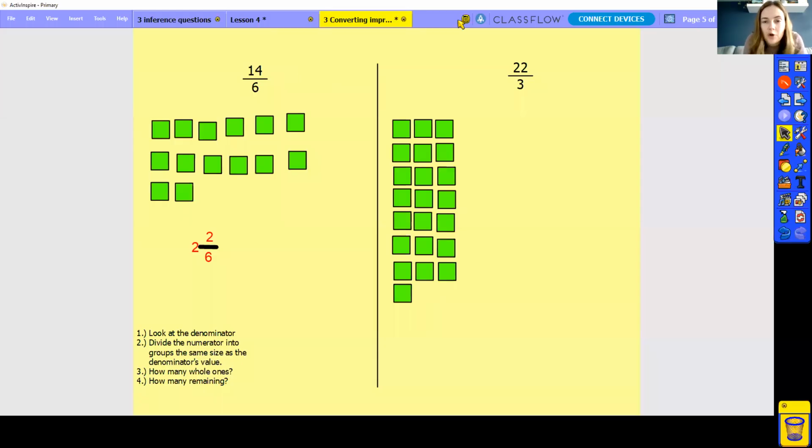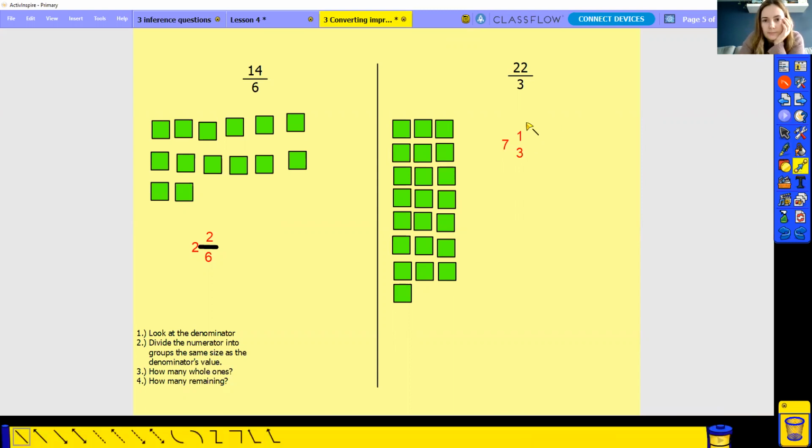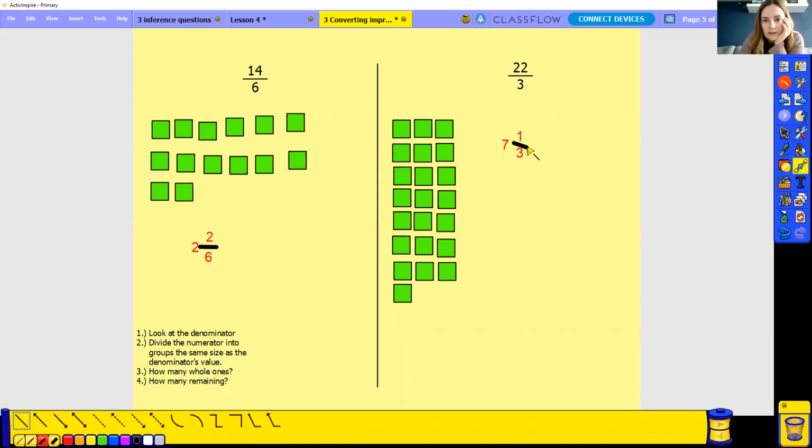Okay then, so I've grouped them up on my board now for you. If we look at how many groups we've got, 1, 2, 3, 4, 5, 6, 7 full groups. We've got 7, and then what have we got left over? We've got 1 out of 3, so 7 and a third. Okay, see if we put my line in. 7 and a third. I hope you got the same on your boards.